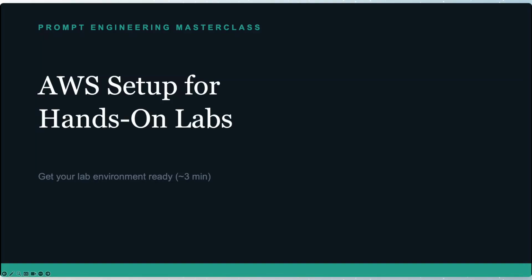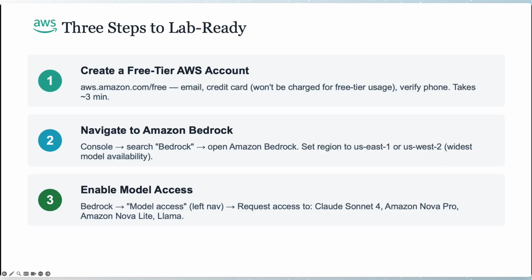This is a quick episode to set up our lab environment. If you already have an AWS account with Bedrock access, you can skip this and jump straight to the next episode. For everyone else, I'll walk you through the 3 steps to get your lab environment ready. We'll create an AWS account to begin with, then we will navigate to Amazon Bedrock and enable models. So those are the 3 steps which we'll be performing as part of this lab environment setup.